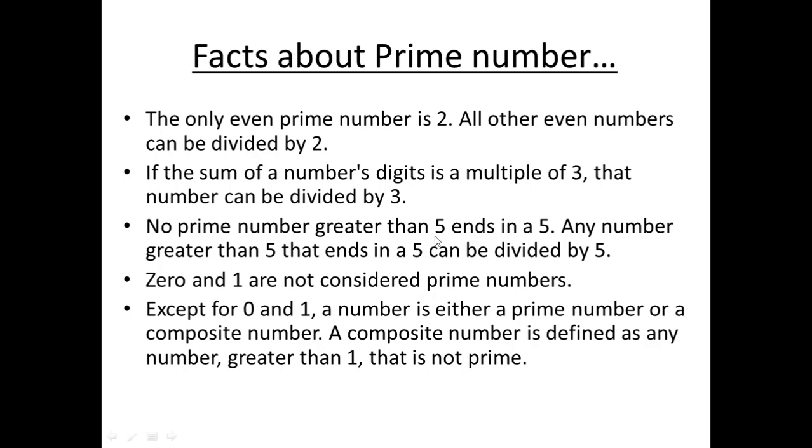Then, no prime number greater than 5 ends in a 5. Say for example 15 is a number greater than 5 but it ends in a 5, so it can never be a prime number. Numbers which end in 5 and are more than 5 will never be prime. 5, 25, 35, 45, whatever the number is. If it ends in 5, like 125, or 234567 ending with 5, whatever the number, however big, if it is more than 5 and ends in 5, that number will be divisible by 5. So these are all things we can use to solve it quickly.